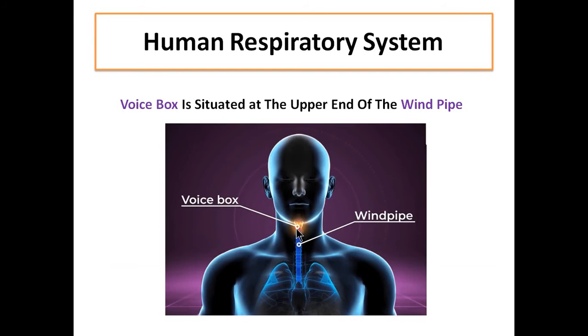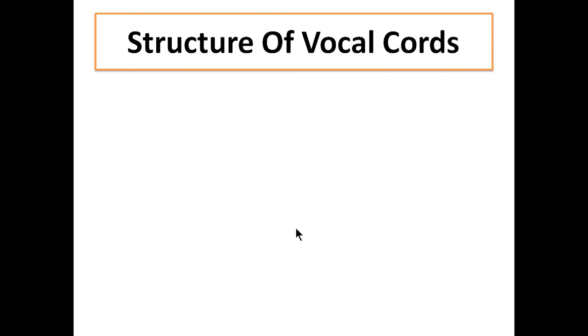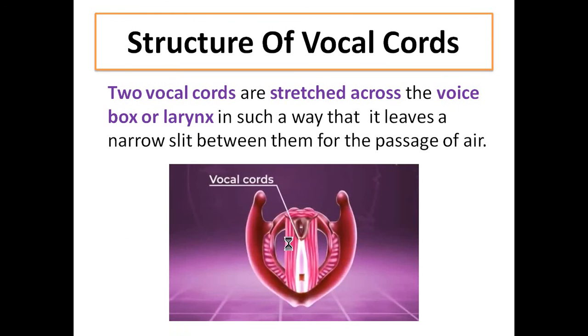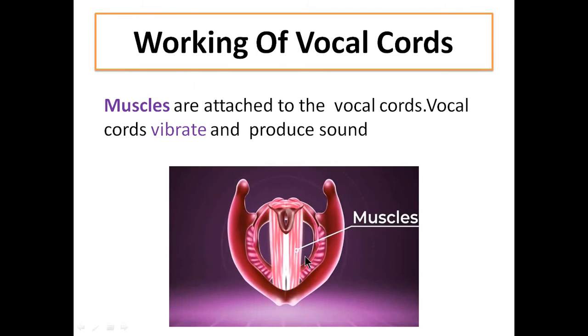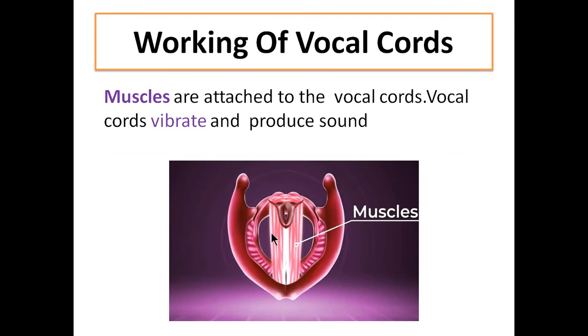This is the voice box. But what is vibrating inside? Let's see. These are the two vocal cords. These white ones are the vocal cords with a narrow slit in the center, right? And on the side of these vocal cords are these muscles. What happens is, during exhalation, when we breathe out air from the lungs, the air passes through this narrow slit, and this makes the cords vibrate. It vibrates and produces sound.